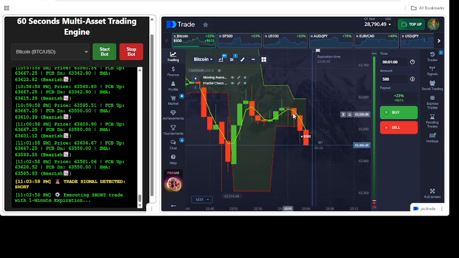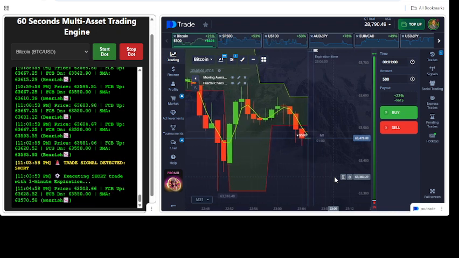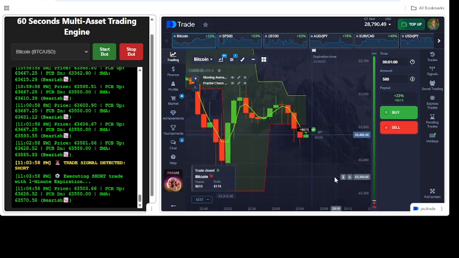As you see here, this red candle closes below the fractal chaos band line, suggesting a bearish breakout to the downside. This is how I programmed the bot. So let's monitor this trade and wait for the expiration. Okay, awesome. So the bot performed pretty good.